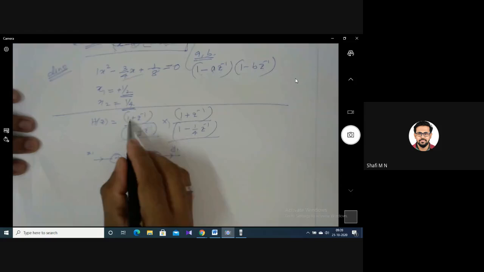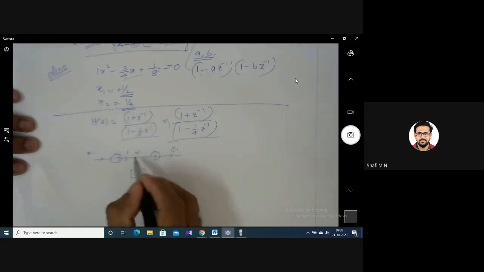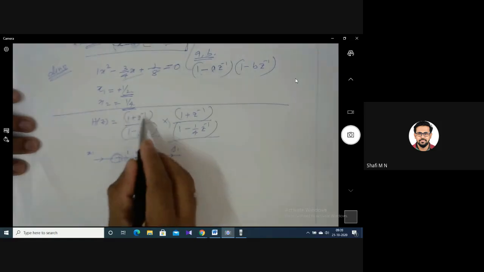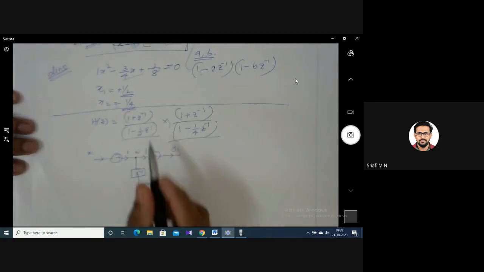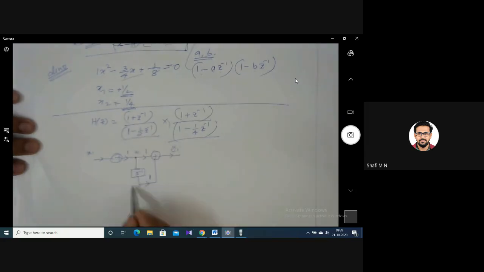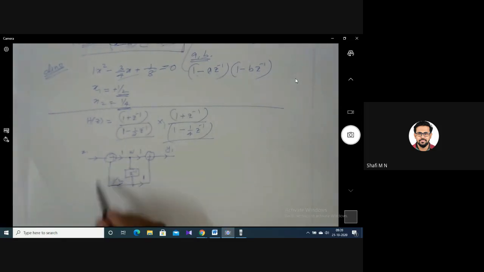Now the numerator to the right. So 1 plus z raised to minus 1. Z raised to minus 1 into coefficient 1 then. Both coefficients are 1. The values are 1 and 1. So this is 1. Denominator to the left. 1 we have already accounted for. Minus 1 by 2 to the left, so that will become plus 1 by 2. That's it, done. See? This is what we call H1.